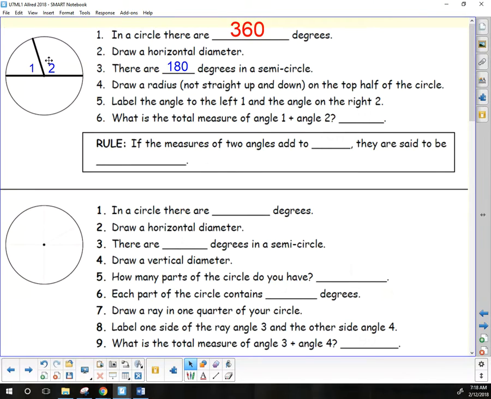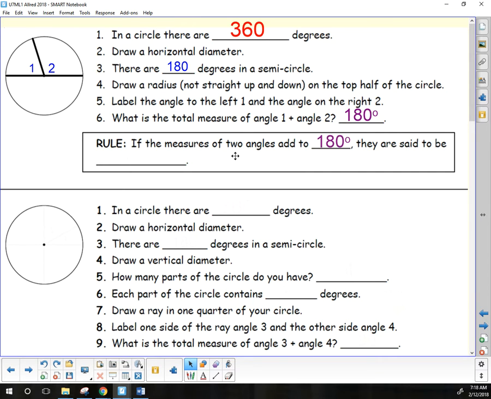If you took their measurements and added them together, I want you to tell Edpuzzle what you think you would get. You would get 180 degrees if you added angle 1 and angle 2 together. That's because they form this straight line right here, and they make up half a circle. So they form that straight line when they're put next to each other, and they make up half a circle.